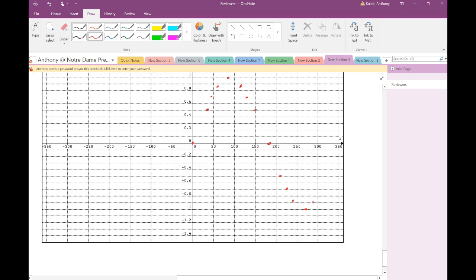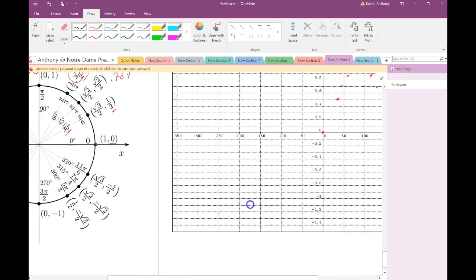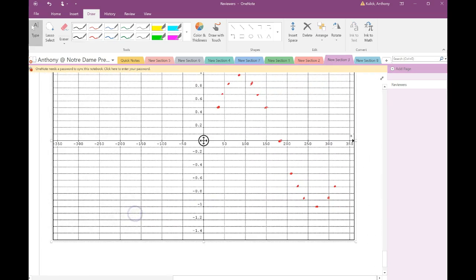And then we have from there 300 and negative 0.866. And then we have 315 and 0.707. And then we have 330 and negative a half, so like maybe there. And then we have 360 and 0.